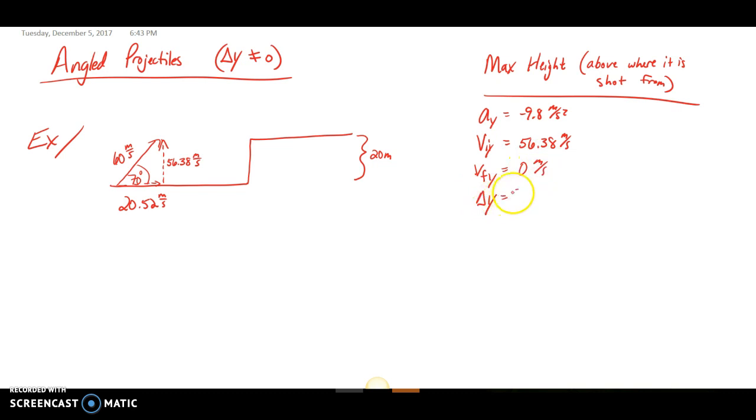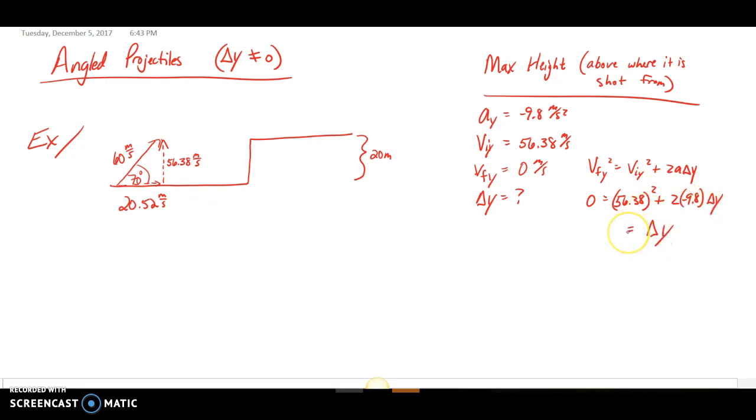Look for delta y. So Vf squared equals Vi squared plus 2a delta y. 0 equals 56.38 squared plus 2 times negative 9.8 times delta y. Do a little algebra. Your delta y above where it started, 162.2 meters.